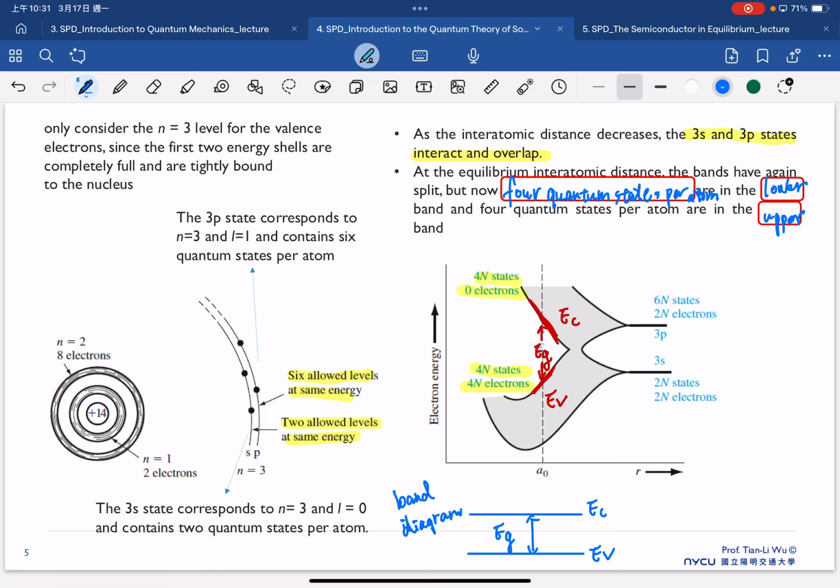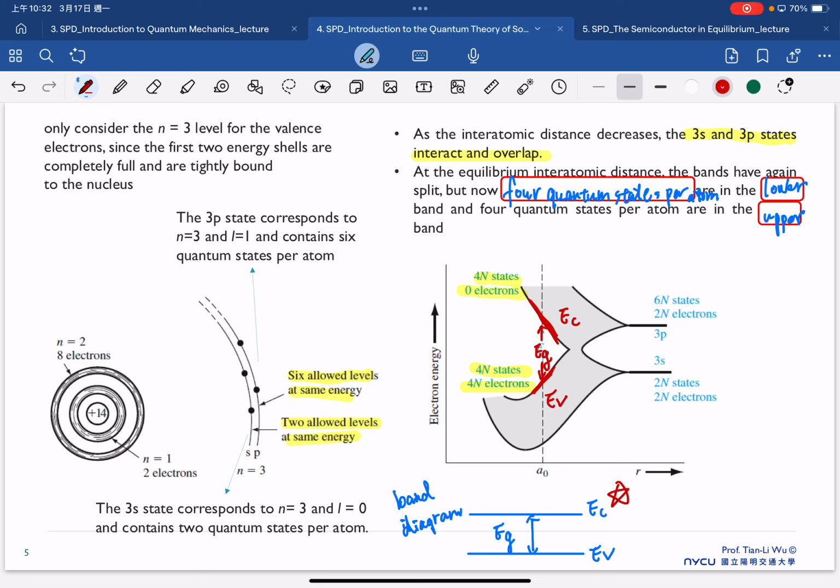This is the reason why we draw it this way. It's just a simplified illustration once we consider the atoms getting close to each other and splitting into bands at the top and bottom. The top one we call the conduction band, the bottom one we call the valence band, and in between we call the band gap.